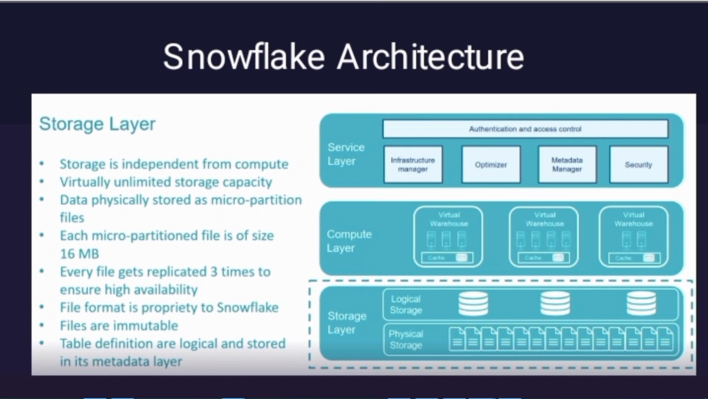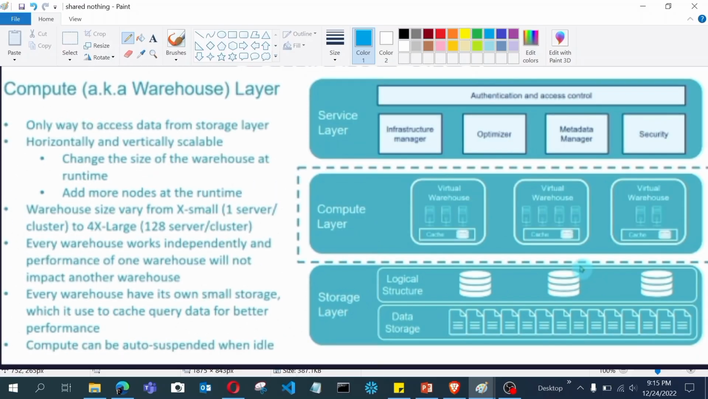Let's move to our compute layer. The compute layer is also called the warehouse layer, where all the warehouses are available. The only way to access data from the storage layer is through the warehouses.